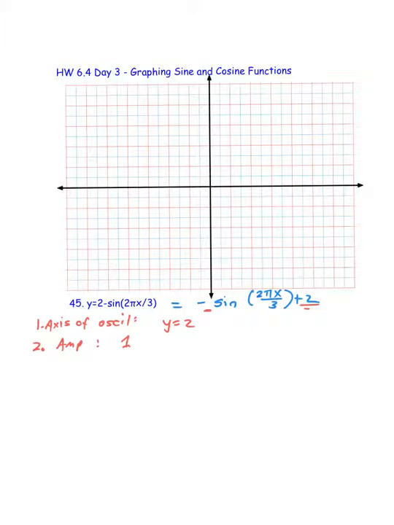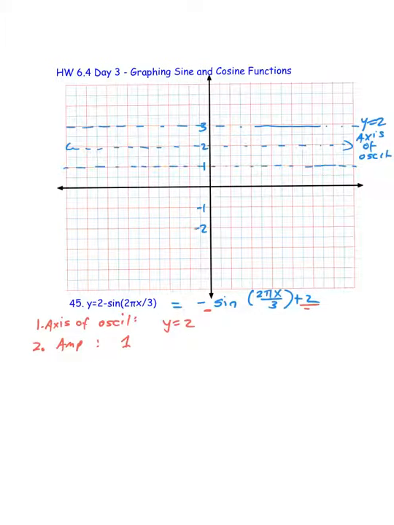I'm going to put those on my graph. So I'm going to put 1, 2, 3. Each one of these red lines is 1 unit. And then I'm going to sketch in the axis of oscillation, which is at y equals 2. From there, our graph goes up 1 to the maximum and down 1 to the minimum. So I'm going to sketch in lines at y equals 1 and y equals 3.